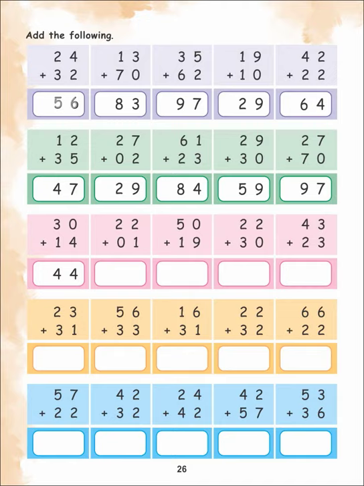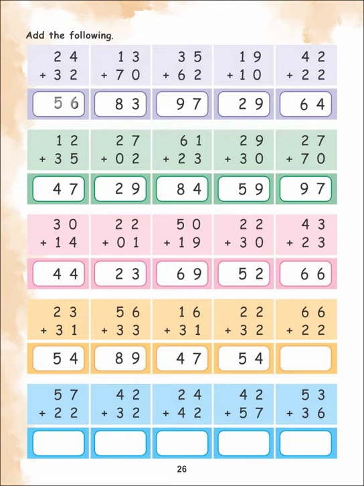22 plus 1, 23. 50 plus 19, 69. 22 plus 30, 52. 43 plus 23, 66. 23 plus 31, 54. 56 plus 33, 89. 16 plus 31, 47. 22 plus 32, 54.